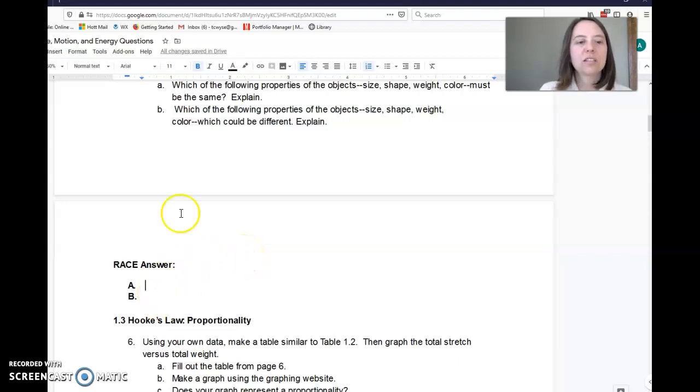So starting out with a RACE answer, the following properties of the objects that could be different are, and then you want to list those for B, and explain why they could be different and still stretch the spring scale by the same amount, a 1.5 newton stretch.